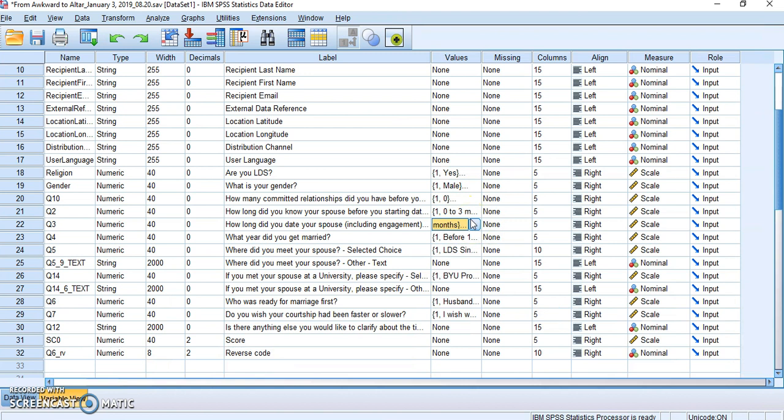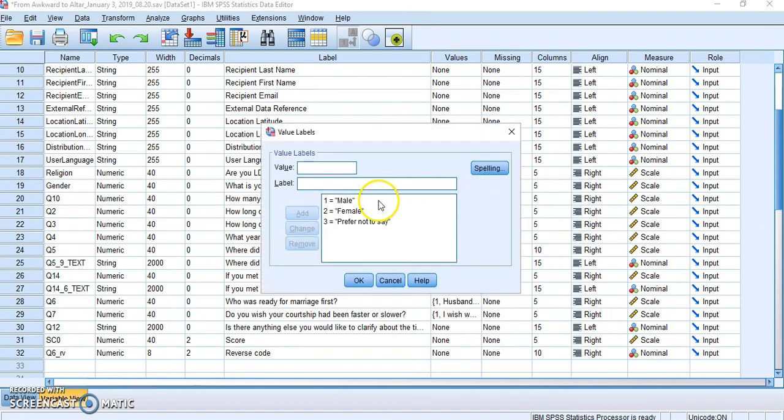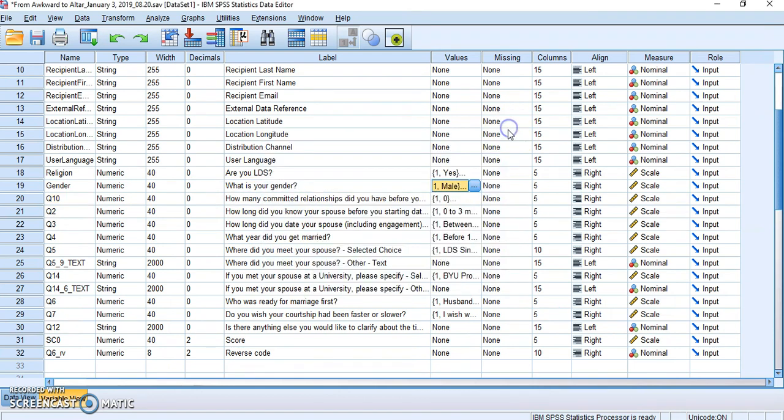All right, now let's actually go through a question. Here is my question. I want to know whether men and women differ on the number of committed relationships they had before dating their spouse. So this is the number of committed relationships they had before dating their spouse, Q10, and we want to compare it with gender. And we've got my males as 1 and my females as 2.